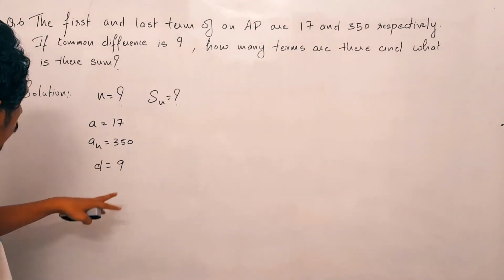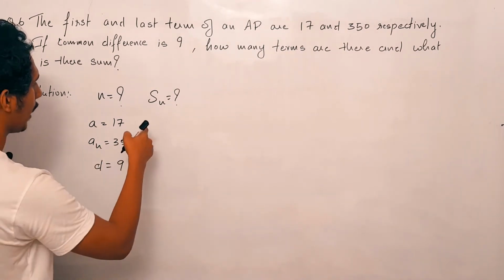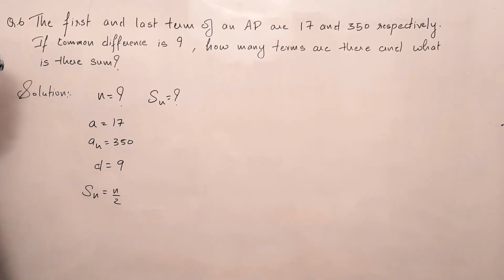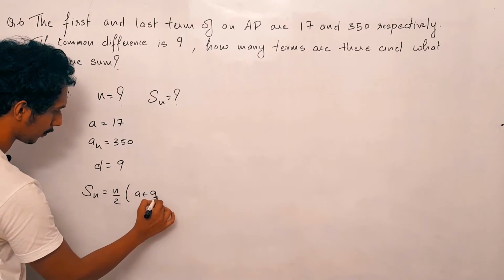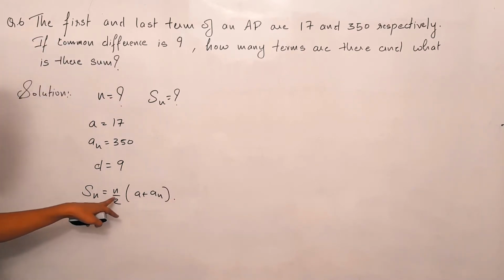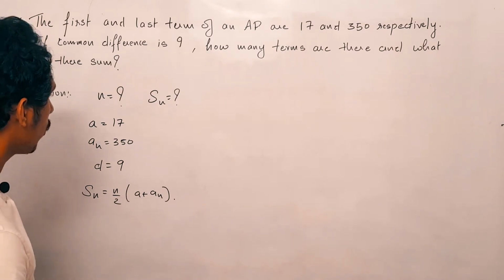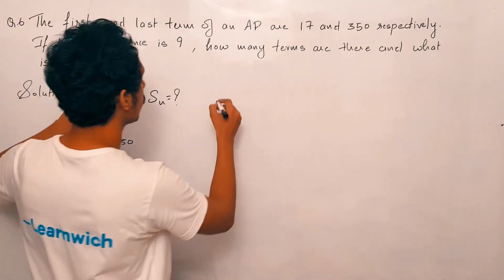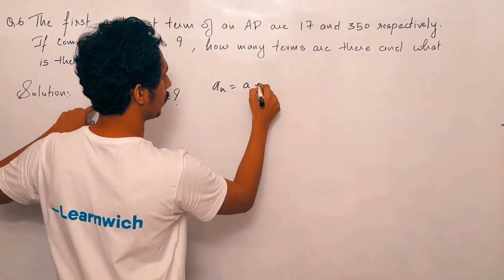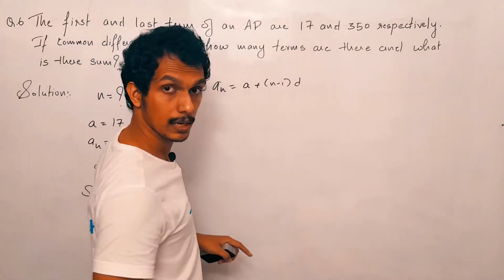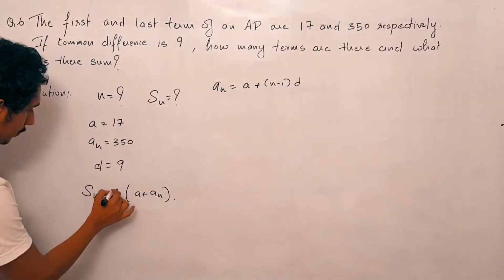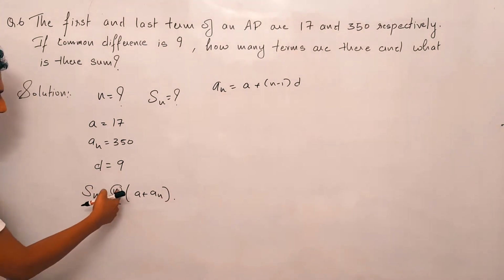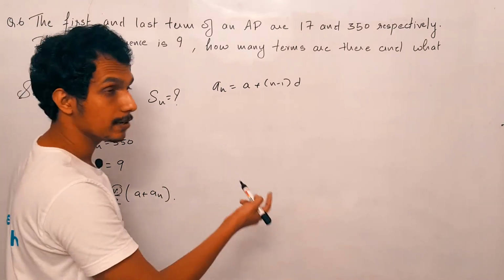What is the formula that I am going to use? I'll have to use Sn is equal to n by 2 into a plus an. Can I do that? Yes, but the problem is I do not have the value for n. So what is the formula that I can use to find out the value for n? Can I use an is equal to a plus n minus 1 into d? Everything else I have, a and an, I do not have n. To find out n, I'm using this formula.